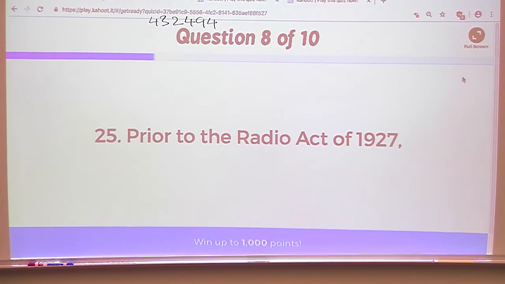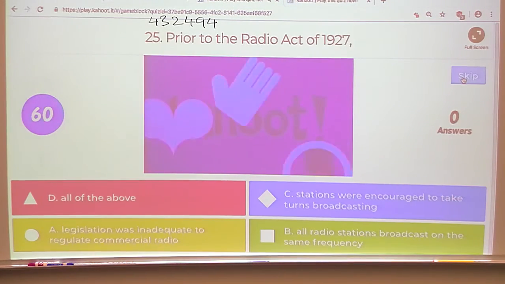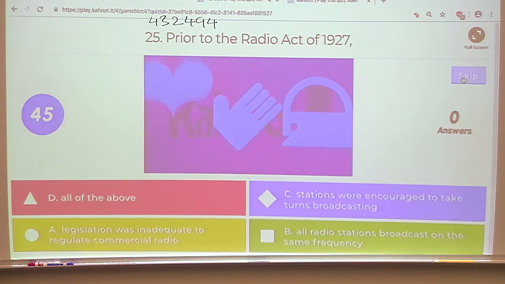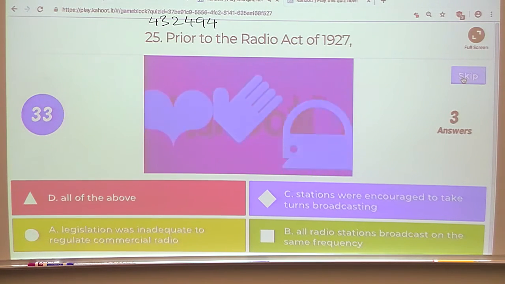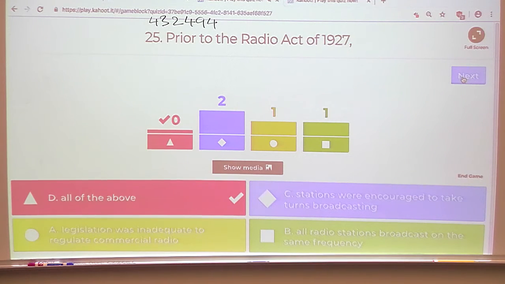Okay, prior to the Radio Act of 1927, so this was the precursor to the FCC, the Radio Act tried to get involved to regulate the radio industry. This thing automatically jumbles up all the answers. A, legislation was inadequate to regulate commercial radio. B, all radio stations broadcast on the same frequency. And C, stations were encouraged to take turns broadcasting. D, could it have been all of the above? And so the answer D, all of the above in this case, all right?